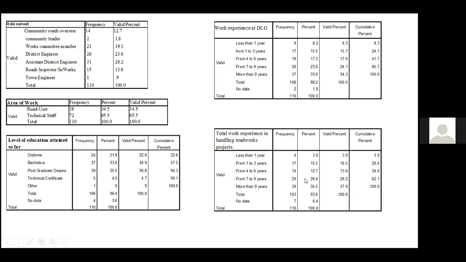Total work experience in handling roadworks projects. The majority of these had at least served these district governments for a period of more than 4 years, and only a few cases where they had served for less than a year. These were the new districts that have just been created in 2010.